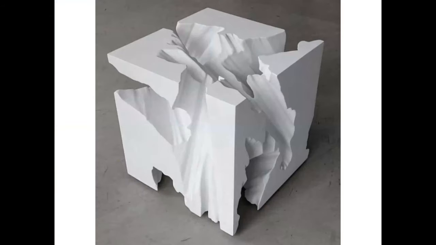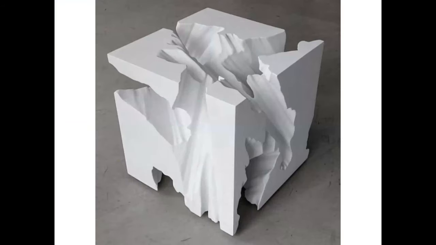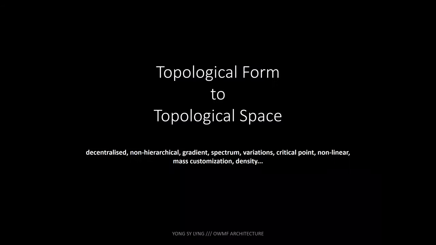Then okay, so this all happened very fast. So you can see 1997 Gehry, and then now we are in 2005, right? And this building is already built, right? So what's next, right? So the next phase would be this topological form to space, right? So what am I saying, right? So for this, we stop a little bit.